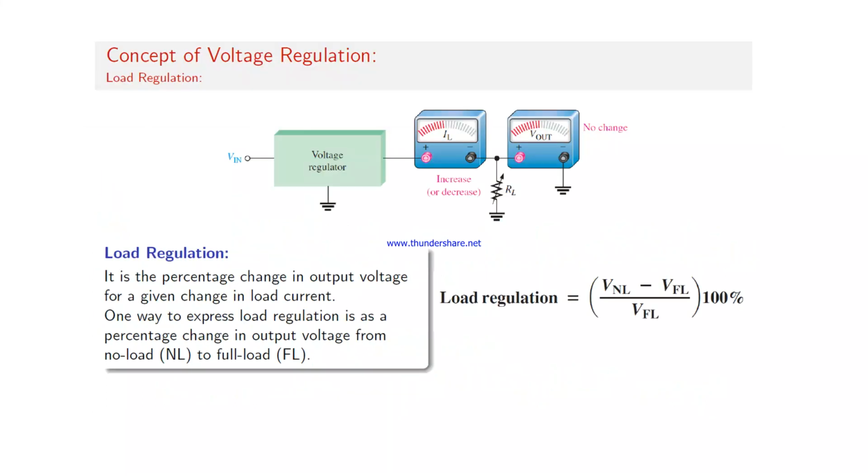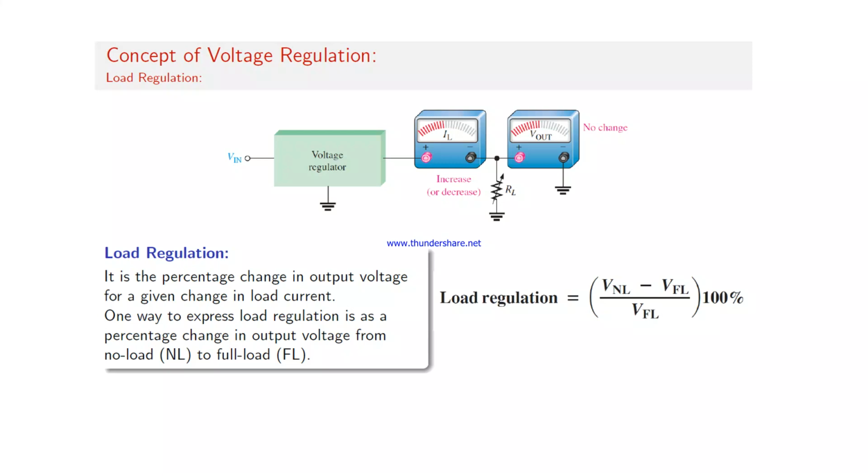And when we come to voltage regulation, which is load regulation, we have to consider input voltage with the voltage regulator. Next to that, we can have increasing or decreasing load based on the service we are connected to. So based on that, we can regulate the load. Load regulation means it is the percentage change in output voltage for a given change in load current. We may change the load current to get the desired output voltage.